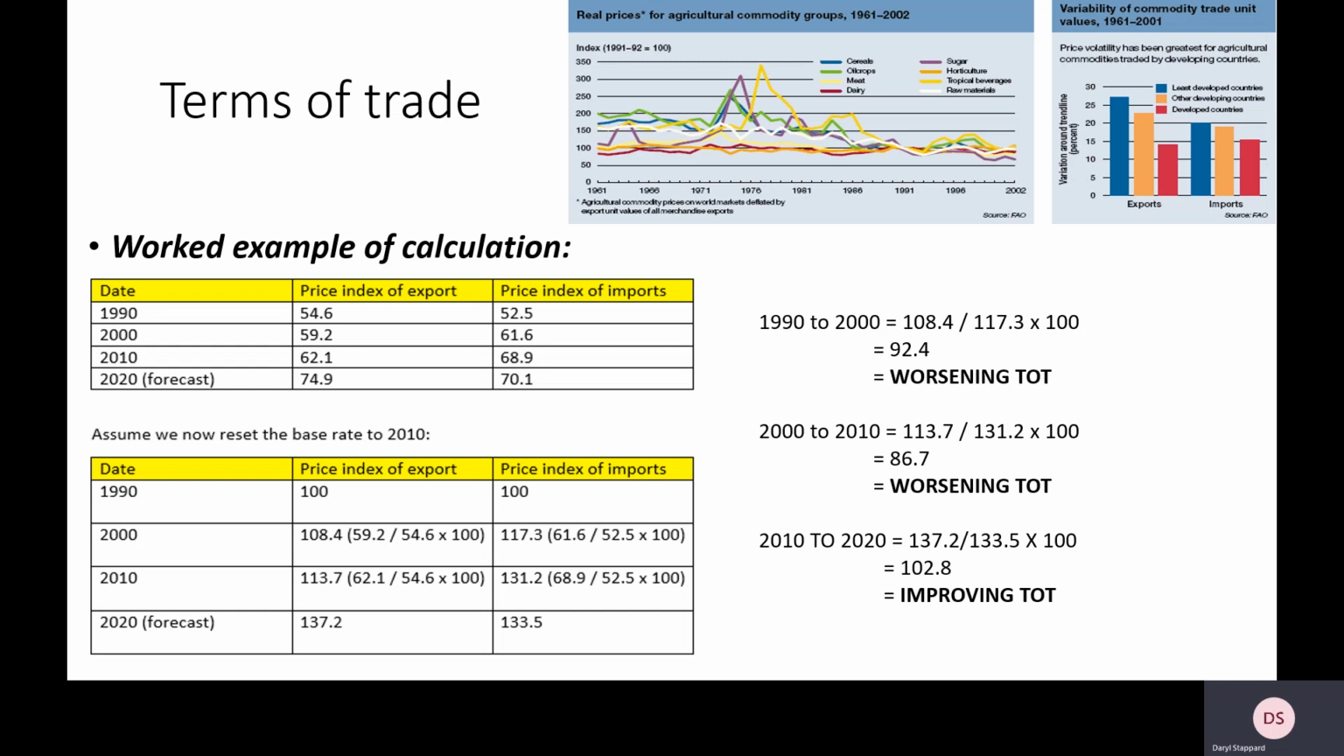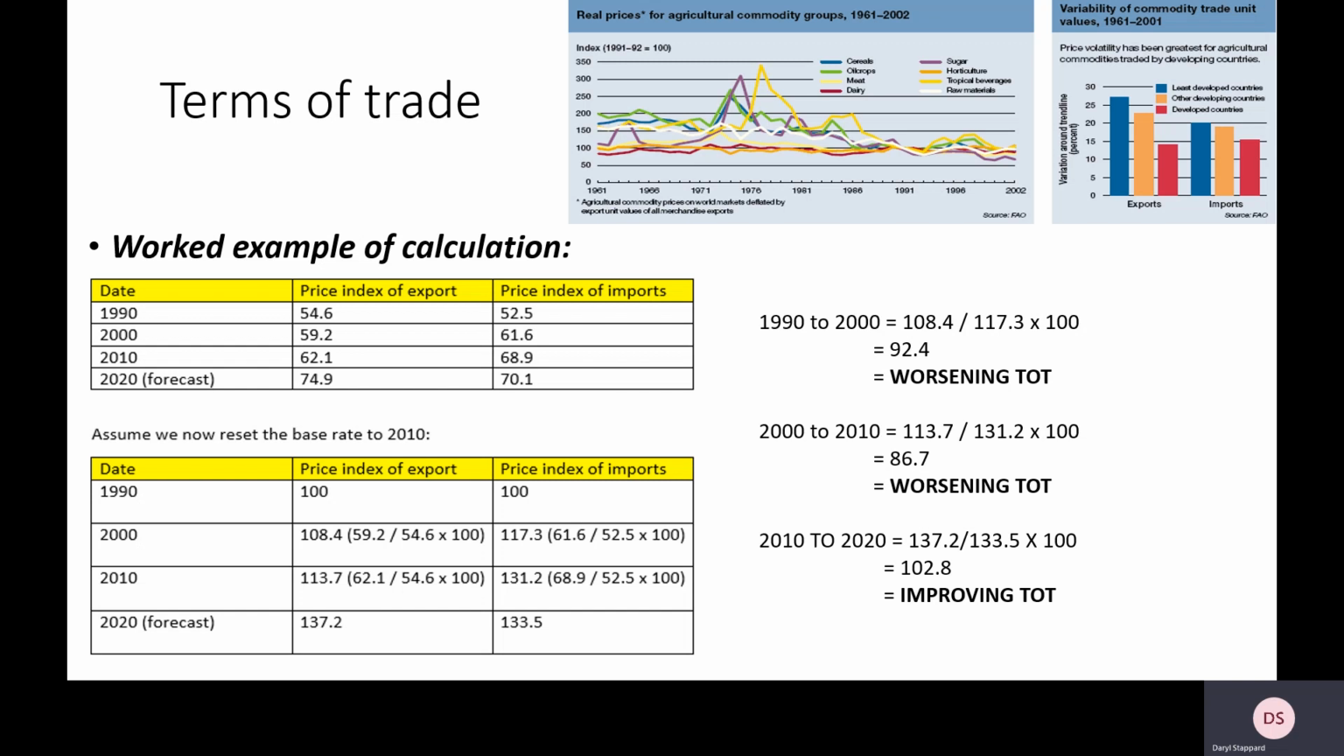Right, now if we were to put this data into the formula, remember index of export price divided by index of import price, from 1990 to 2000 we get this. The new export price index was 108.4 divided by the import price index 117.3 times 100 and we get 92.4. We've got a worsening terms of trade. Now what this would mean is for the same basket of exports we can now buy fewer imports. So our exports will buy fewer imports than what they would do before.